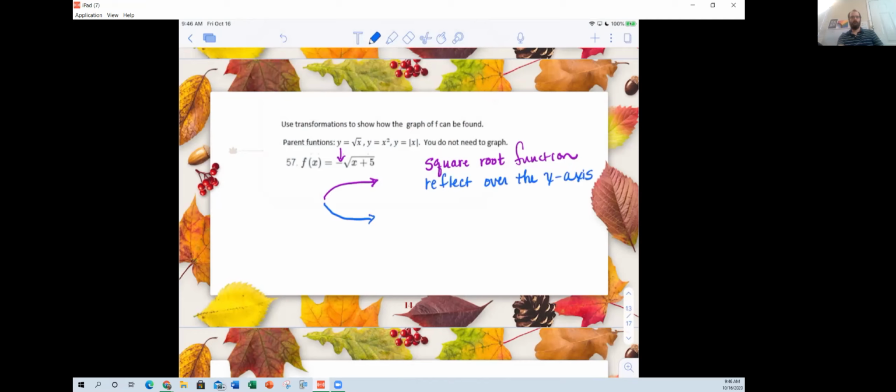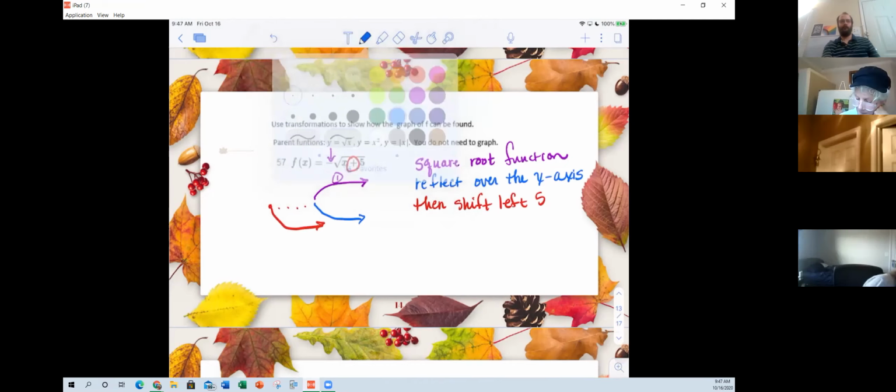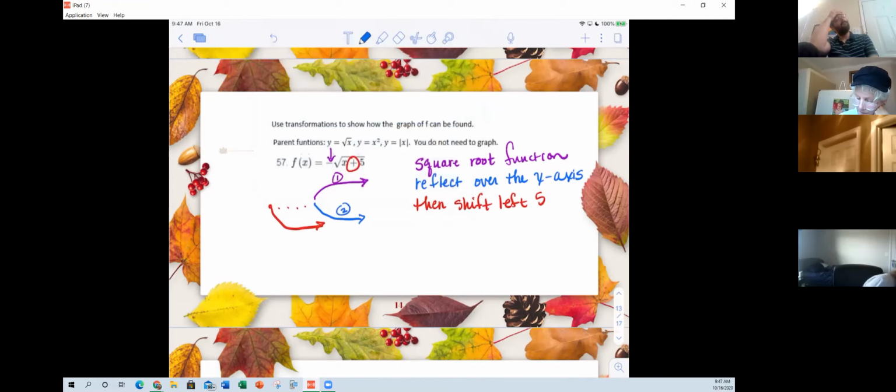And then what does this plus 5 tell us to do? Go to the left. Uh-huh. So then shift left 5. And you don't have to draw that, but this is the order it would be. We'd start just with our basic half a parabola, and then we'd flip it, and then we'd shift it to the left 5.